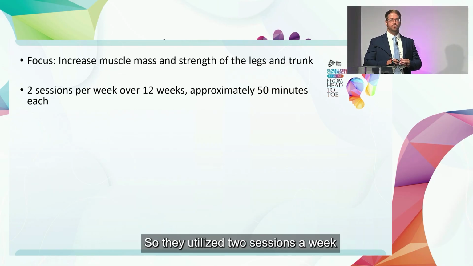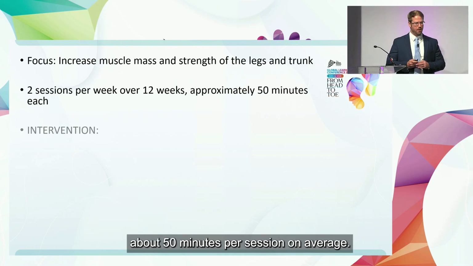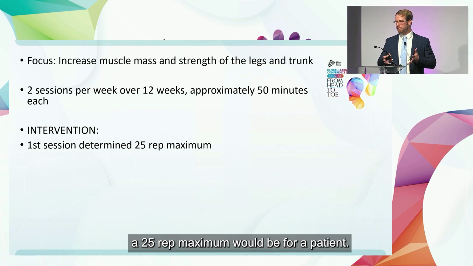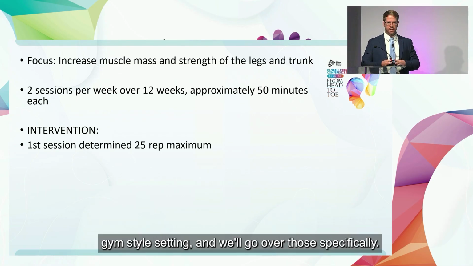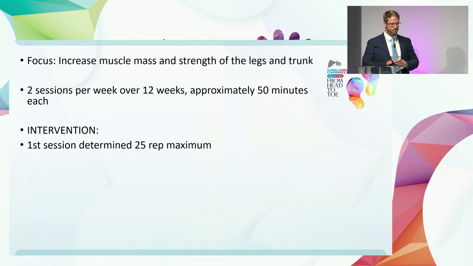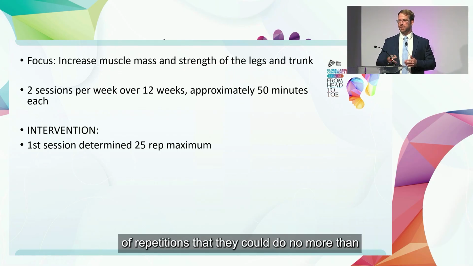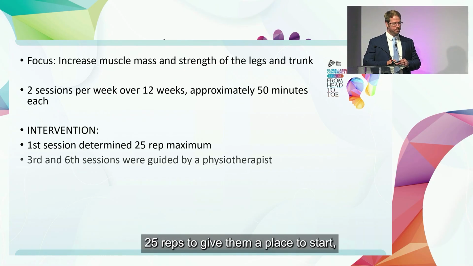Their ultimate goal was to increase muscle mass and strength of the legs and the trunk. So they utilized 2 sessions a week over a period of 12 weeks and about 50 minutes per session on average. So they started their initial session to determine what a 25 rep maximum would be for a patient. All of these exercises were done in a gym style setting, and we'll go over those specifically. But they asked the patient to perform a number of repetitions that they could do no more than 25 reps to give them a place to start.